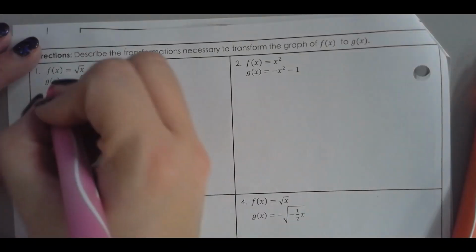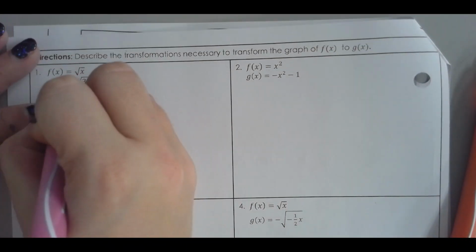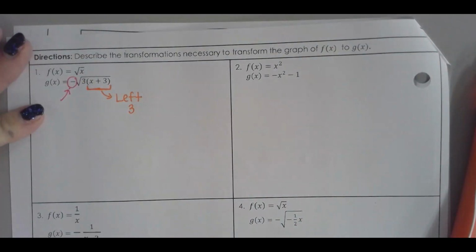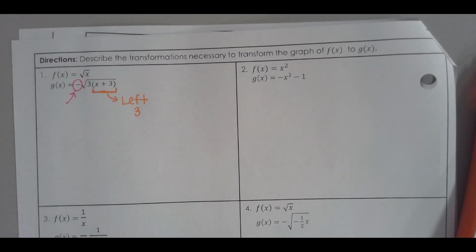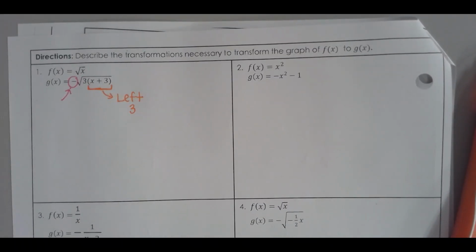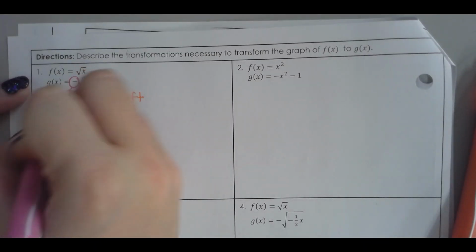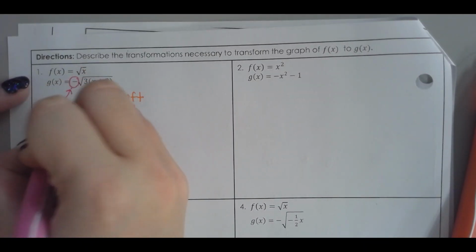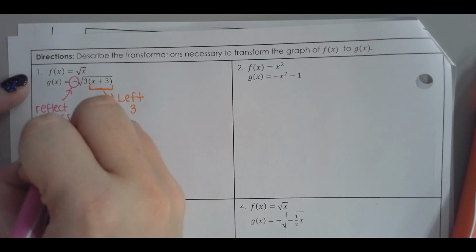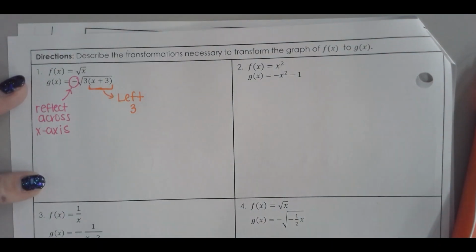There's a negative in the very front. That negative is not exactly with the x. It's kind of in front of everything. So when we have negatives somewhere, those are my reflections. So what do we say when the negative is in the very front? It reflects across the x-axis.